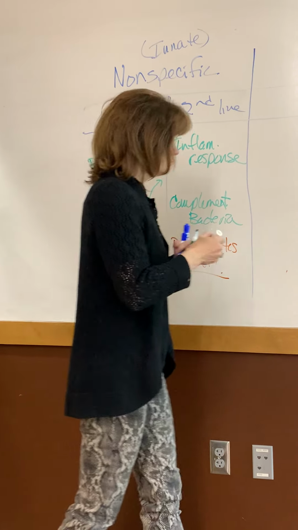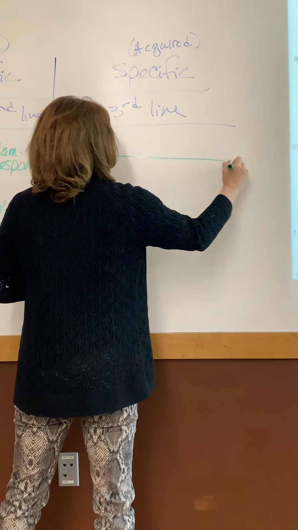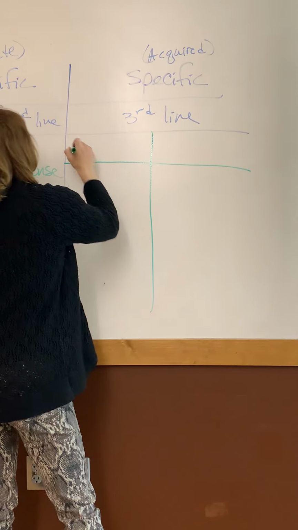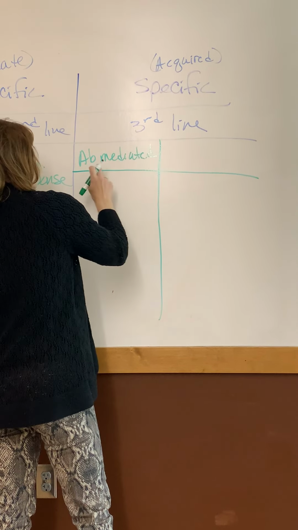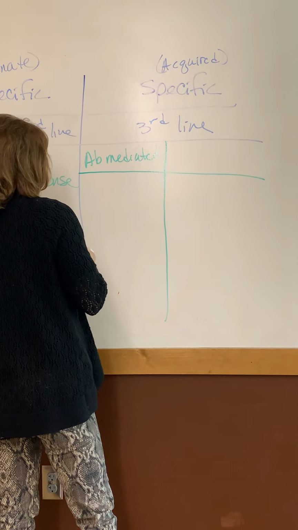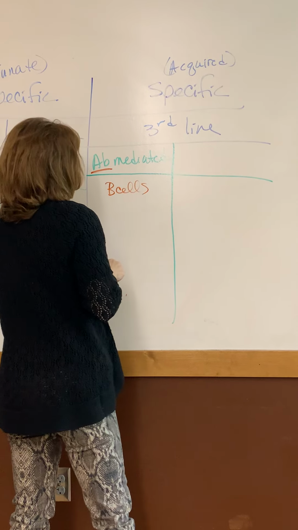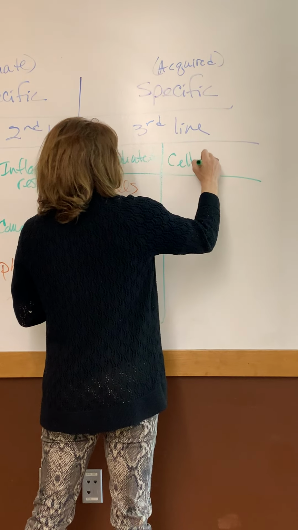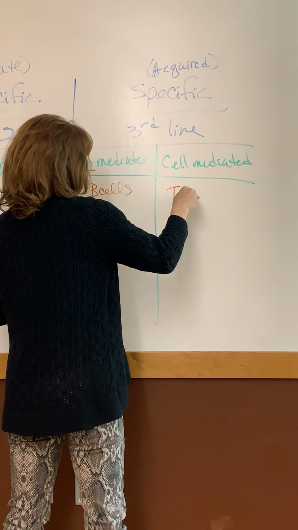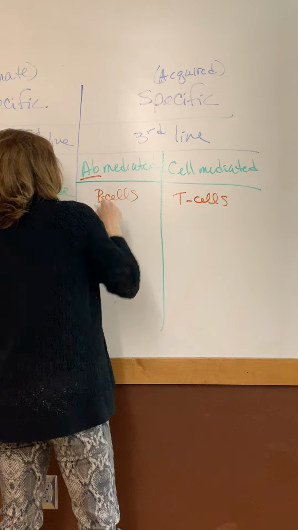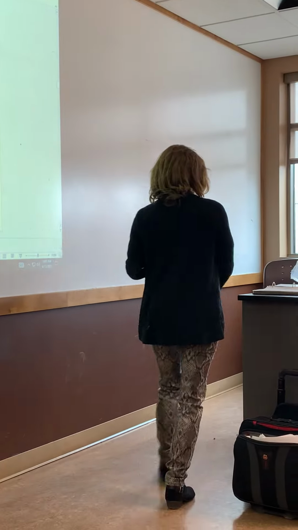Okay? Then we've got our third line of defense. And the third line of defense has two sides. We've got the antibody mediated side. Who runs that? B cells, because we're making antibodies. And then we've got our cell mediated side, and that's controlled by T cells. All right, so I think we ended up at this point yesterday.